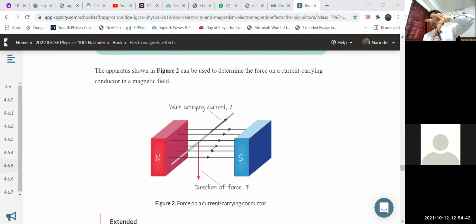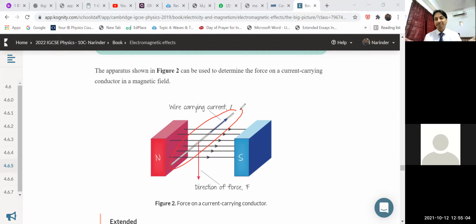And look at the thumb. Thumb is for F, direction of force. So on this conductor, basically a force will act in the downward direction. Due to that force, this conductor may jump, or it will try to move or try to accelerate in the downward direction.